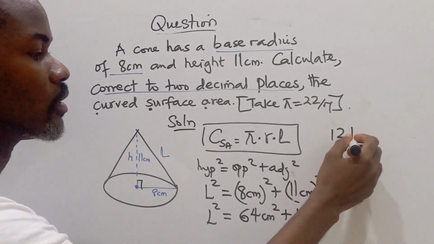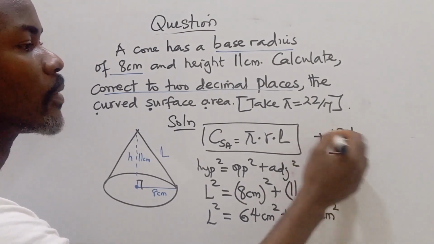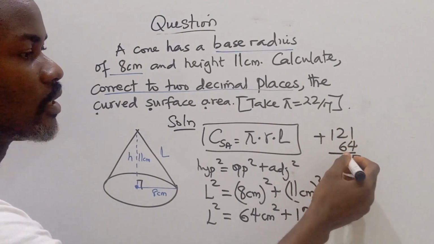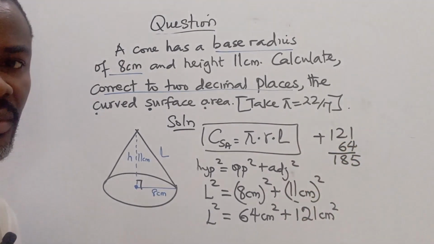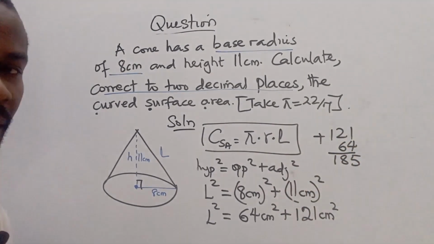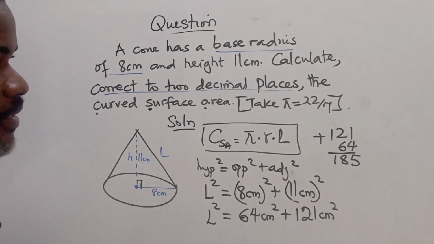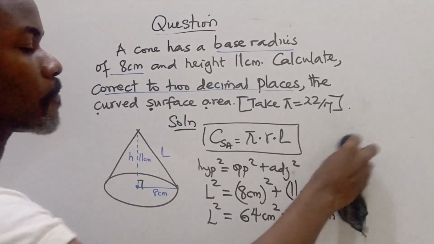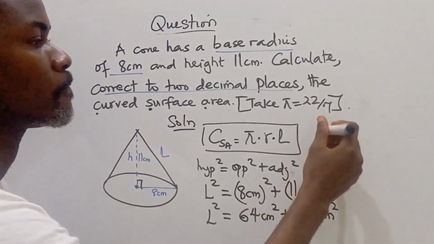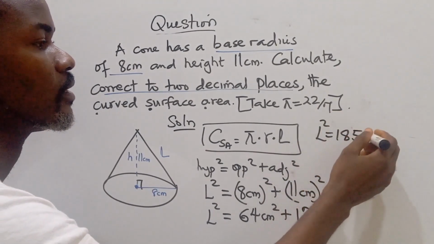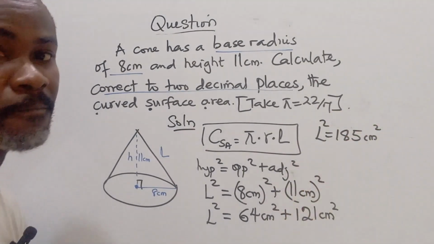121 plus 64. That will give us 1 plus 4 is 5, 2 plus 6 is 8, and 1. So our L squared is actually 185. Let me write that down. So L squared is 185 centimeters squared.